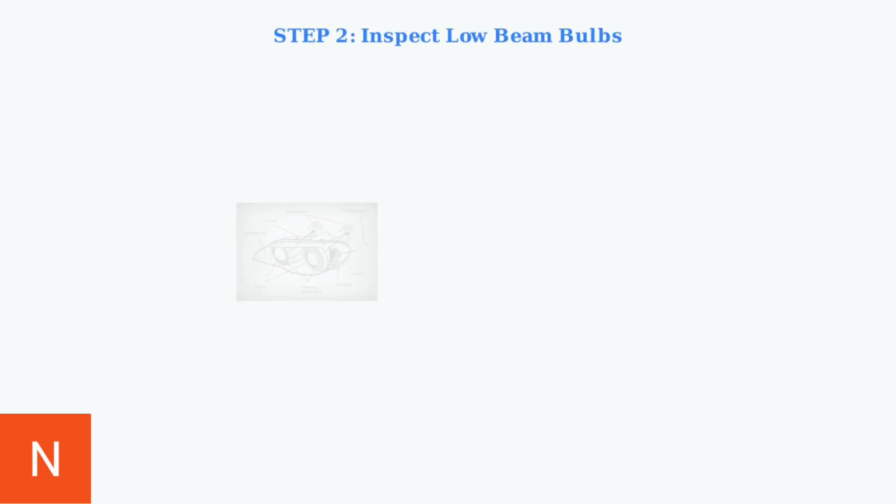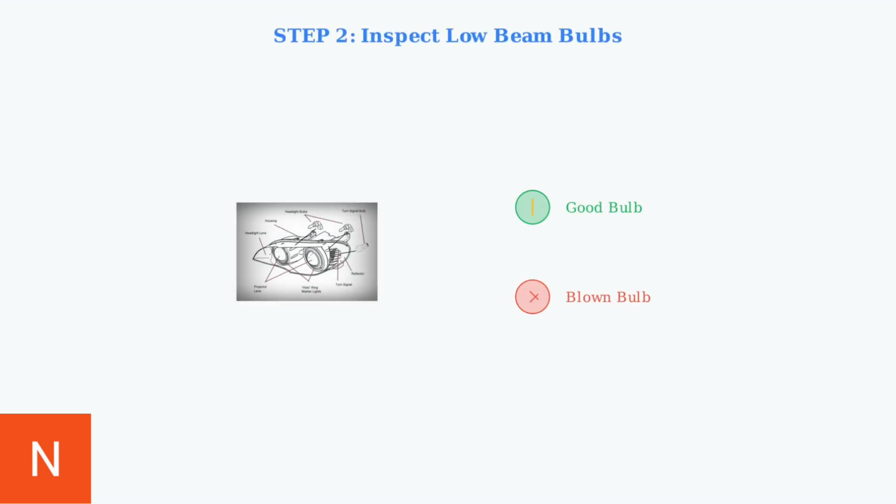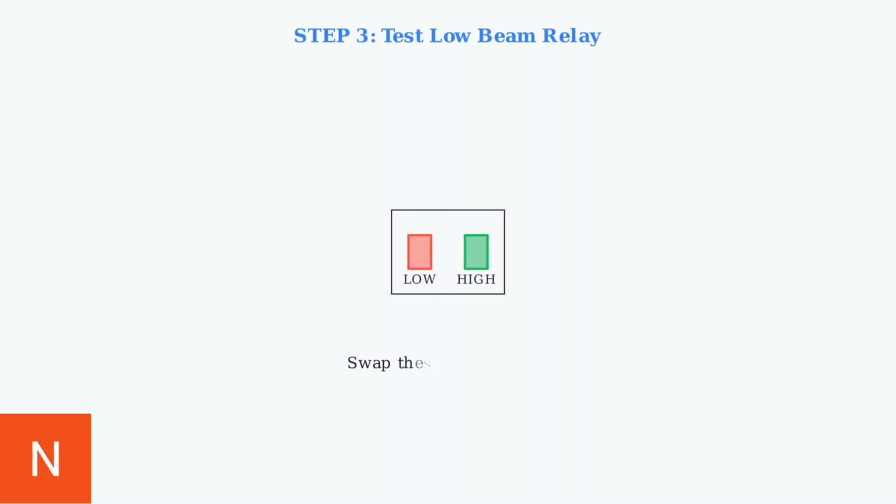If the fuse is good, next inspect the low beam bulbs. Remove them and check for broken filaments or damaged LED modules. If bulbs are fine, test the low beam relay by swapping it with the high beam relay. If the low beams work after swapping, the original relay is faulty.